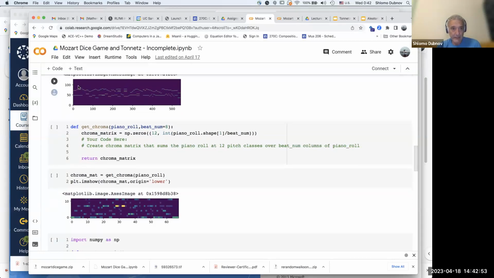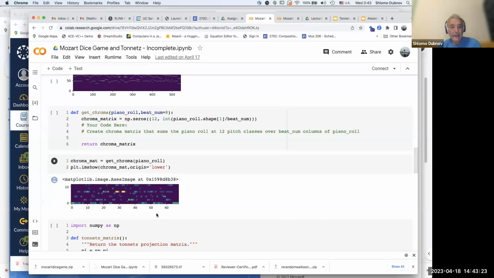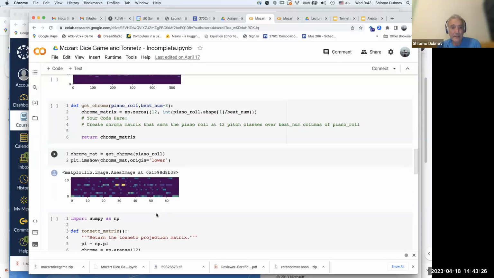Okay, so what you can see is that we basically aggregated these notes. You can see that this was 500 something, and this is much less, 60 something. And these are the 12 notes. These 12 notes are basically a summary of the notes that appear here, and so on. So these are the chroma representations.